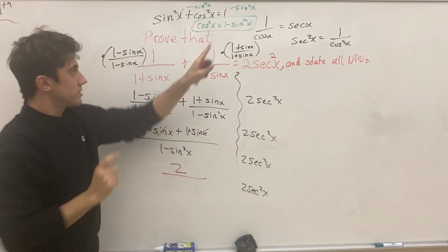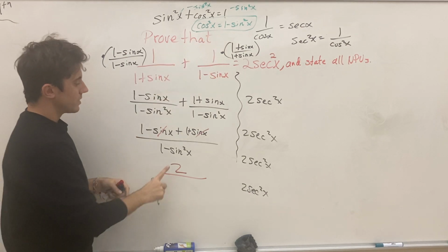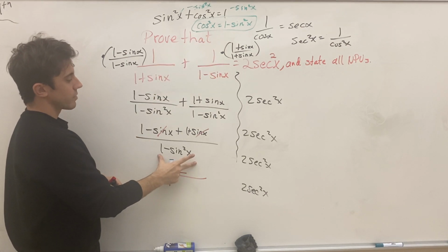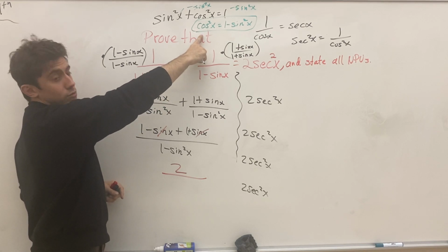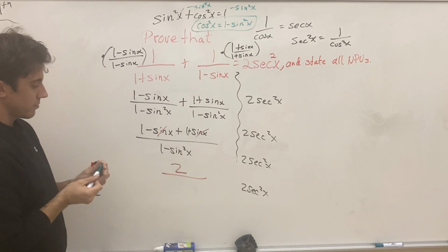And so with this result in mind, we can replace the 1 minus sine squared x in our denominator by its equivalent cos squared x. And so let's go ahead and do that.